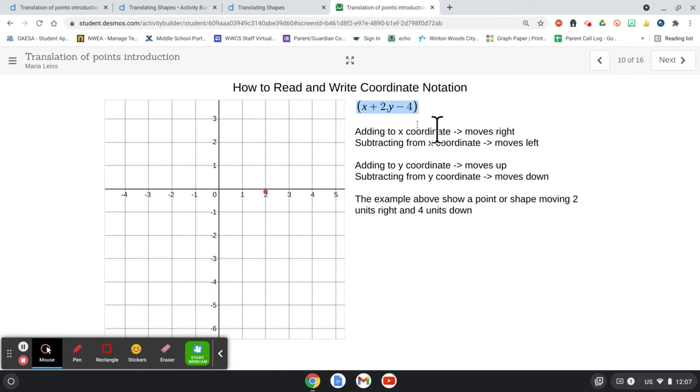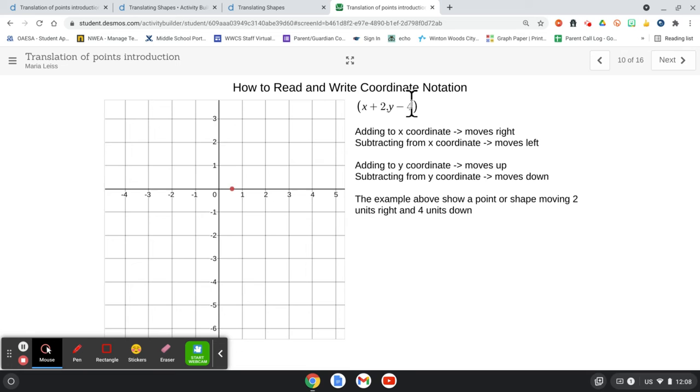This point, the red dot, is following this rule: x plus 2, y minus 4. What you'll notice is it's moving 2 blocks to the right, which is why it's a 2, and it's also why it's a plus, because it's going to the right. Then it's turning and going down, which is why there's a minus 4 blocks. So that's how that rule works.